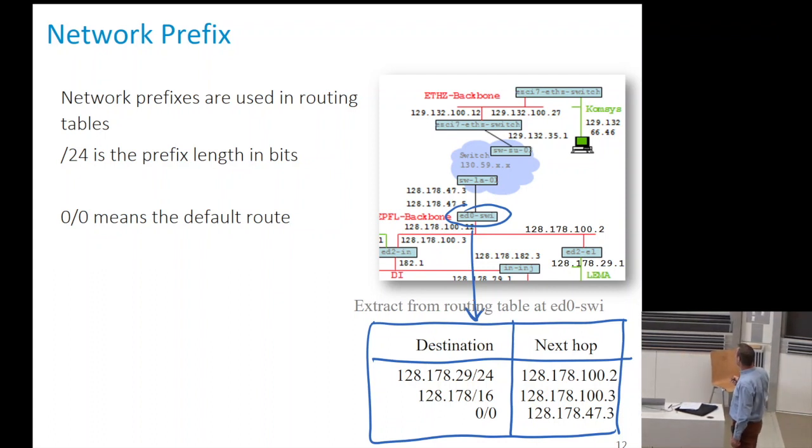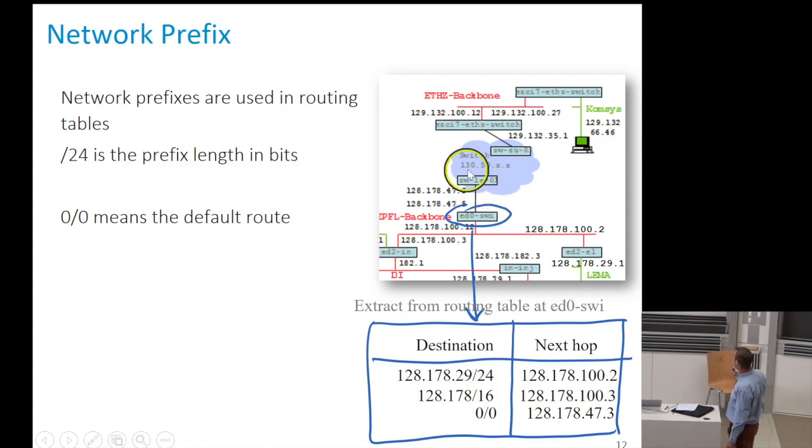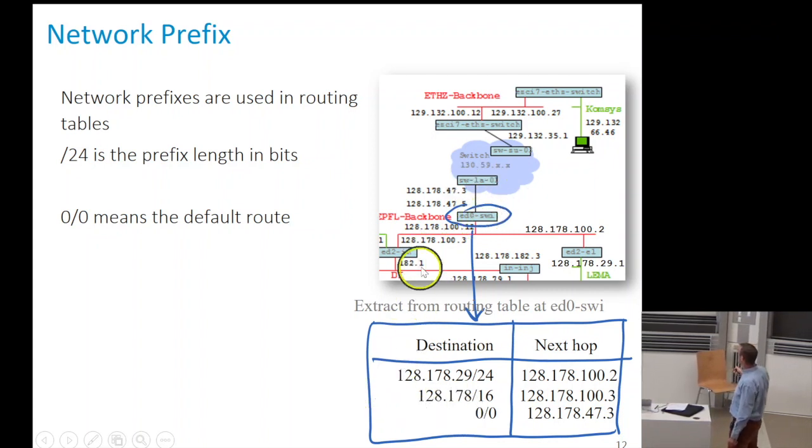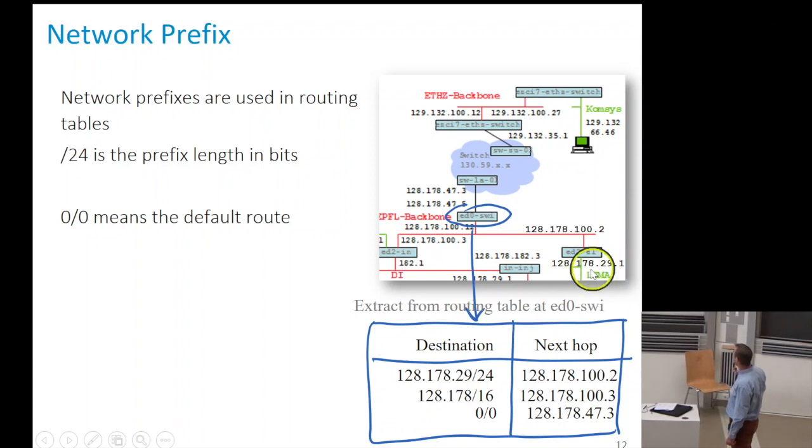What does it mean? Well, it means that if a packet arrives at this router and has to be forwarded by this router, we analyze the address. For example, if the packet is to the green network here, 128.178.29. something, it matches... Which lines does it match?